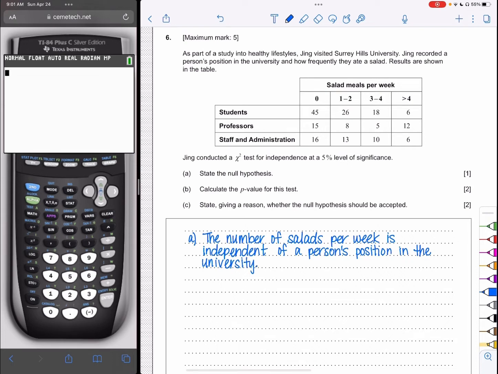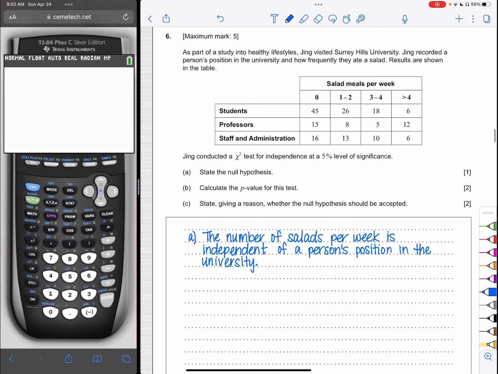Now, if you wanted to, instead of saying independent, you could say it has no association or it's not associated. They will accept the word not associated. All right, so that is the null hypothesis. Of course, the alternative hypothesis would be that the number of salads per week is dependent on a person's position in the university or is associated with. So that will be the alternative if they ask for it.